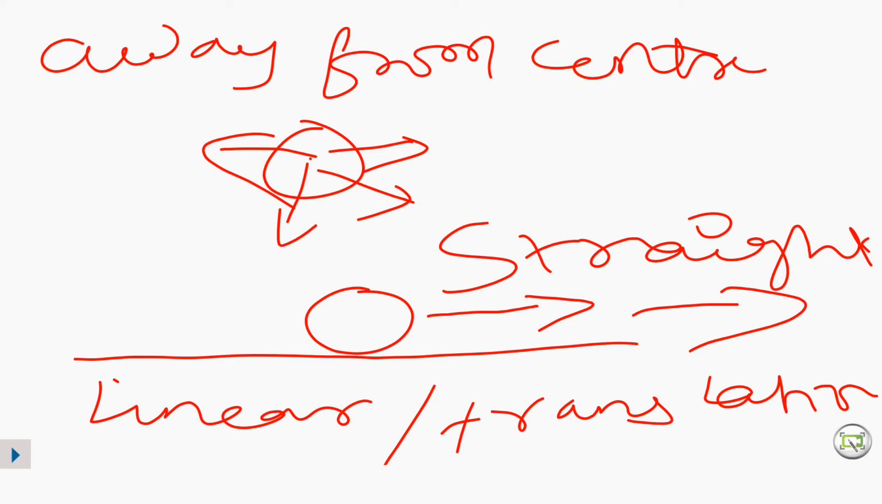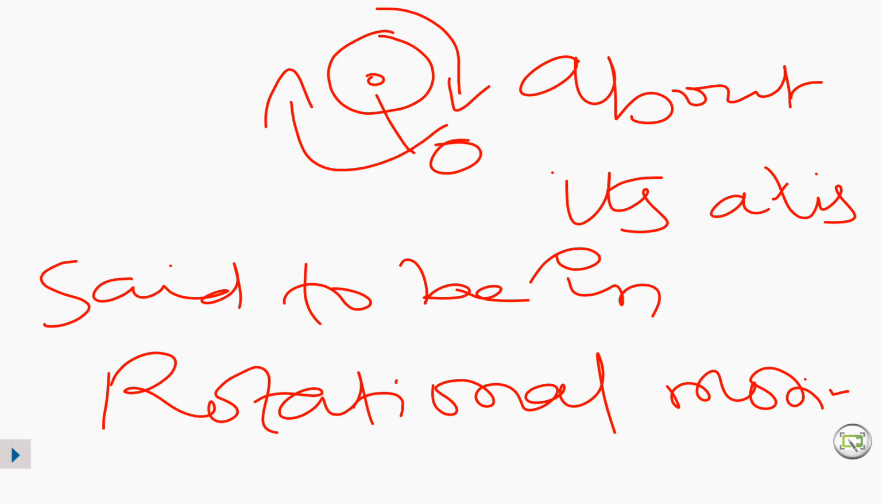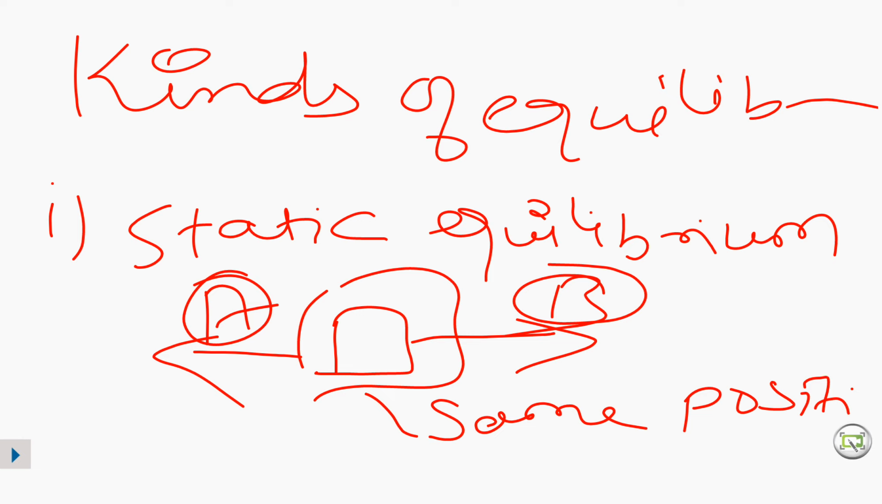Then we have seen linear or translational motion. When an object is moving in a uniform linear path, it is said to be in uniform linear motion or translational motion. Then we have seen rotational motion. When an object rotates about its axis and is pivoted at a point, it is said to be in rotational motion.